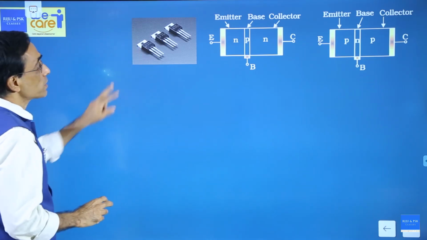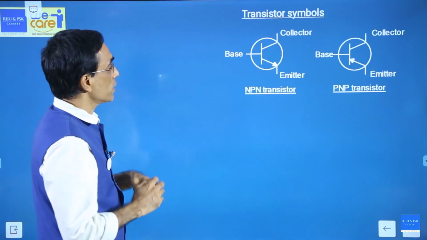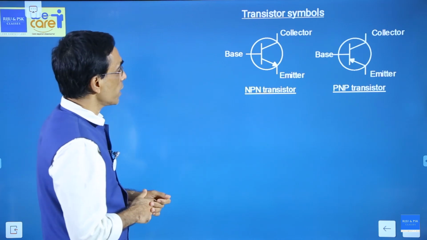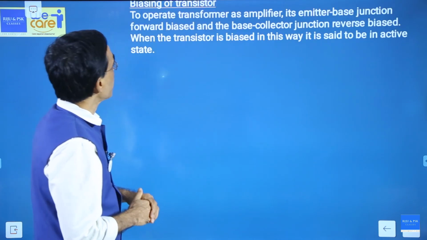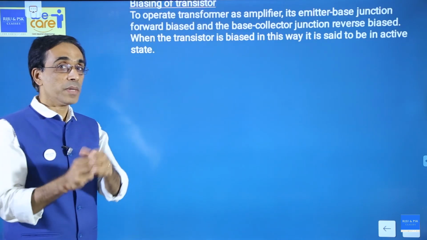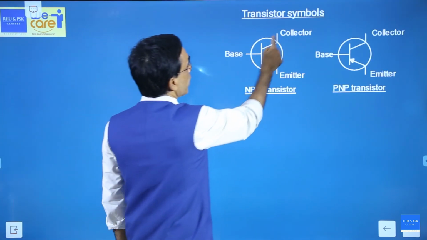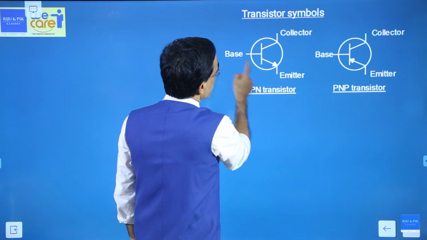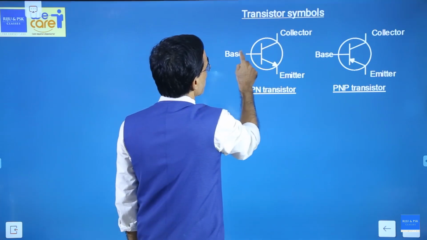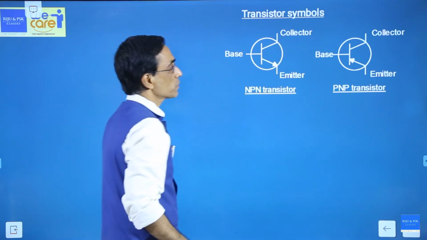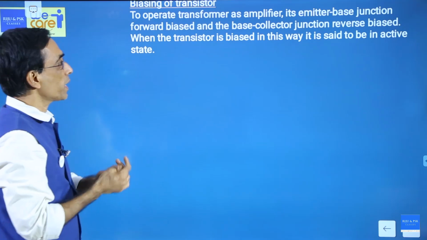So, two types of transistor, with emitter, base, collector, details, symbols: NPN and PNP. Now, biasing. Biasing means giving voltage. Every transistor has two junctions. One is called the collector-base junction, another is called the base-emitter junction. Collector-base and emitter-base. Two junctions. How are they biased?